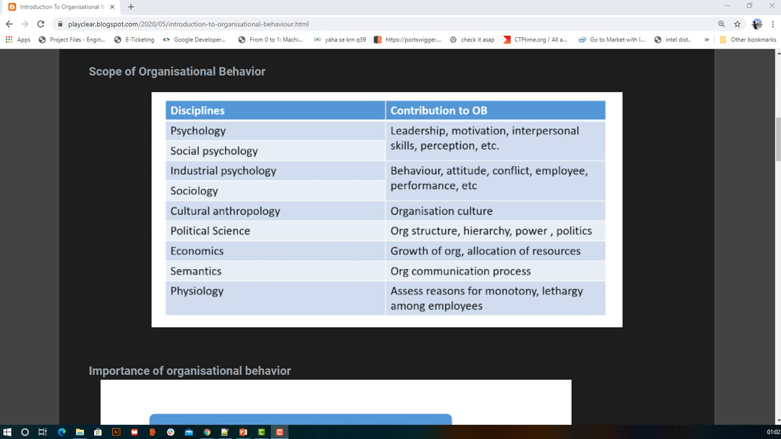And here we have something called anthropology, which is specifically used for understanding the effect of a person's culture on organization behavior. Okay, now next comes political science.